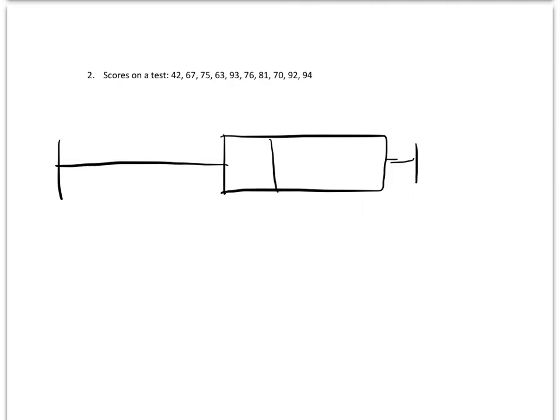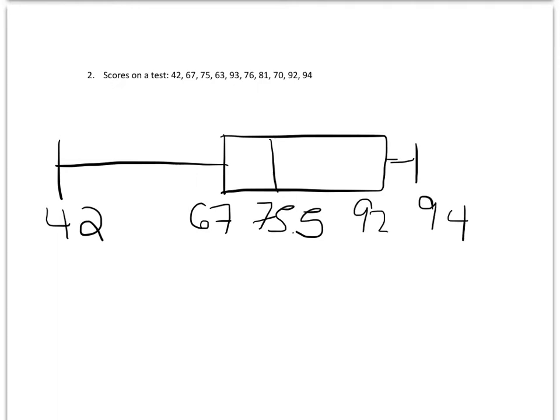Okay, we're going to go ahead and start labeling our different quartiles. The median is at 75.5. Quartile 1 is at 67. The minimum is at 42. The upper quartile is at 92, and our maximum is at 94.